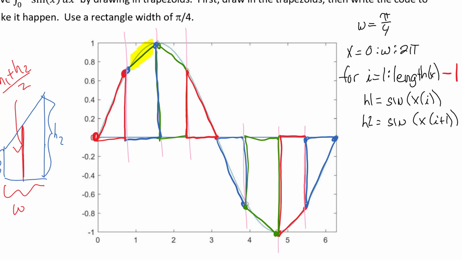But in any case, now the new area is going to be h1 plus h2 over 2 times the width. And then we'll have to obviously add that to the pre-existing area, and then set a pre-existing area there. But again, the whole goal is to see if we can make this to be 0.